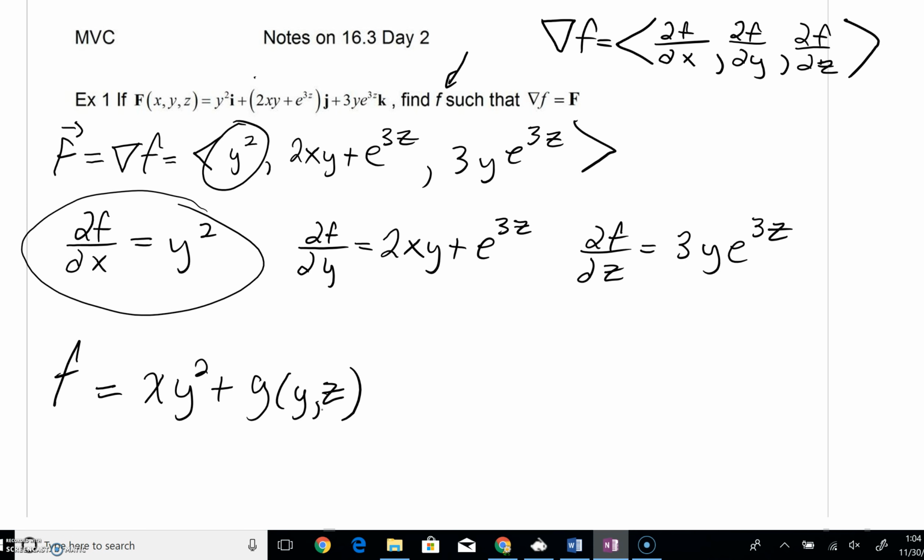G right now is exclusively in terms of y and z, and it can involve constants like 7 or 14 or negative pi or whatever, but no x's. Anything with an x we already dealt with. And usually kids will say, okay, well, I guess I got that. I hope you did. Well, now what?